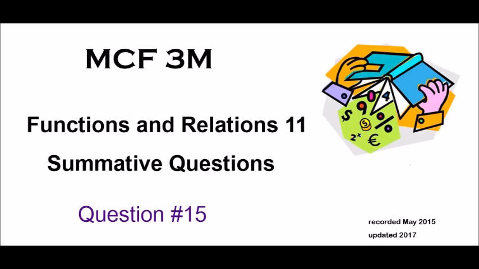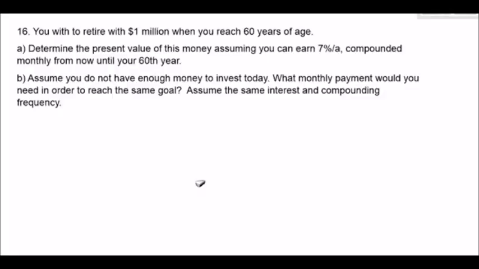This video is for students in Functions and Relations studying the year-end summative. It's question number 15. It says, you wish to retire. Oh, that's a typo. You wish to retire.